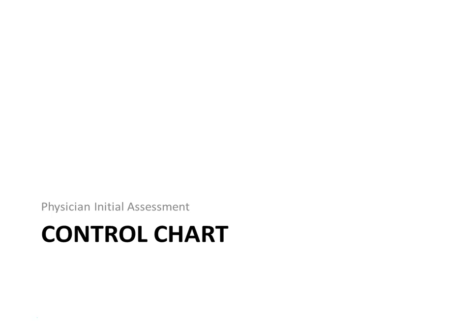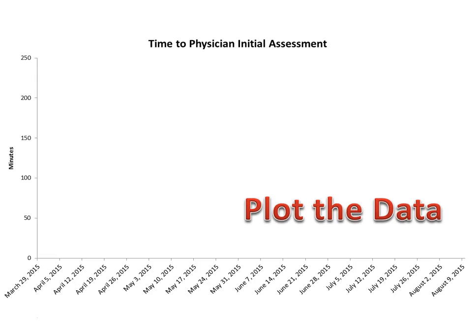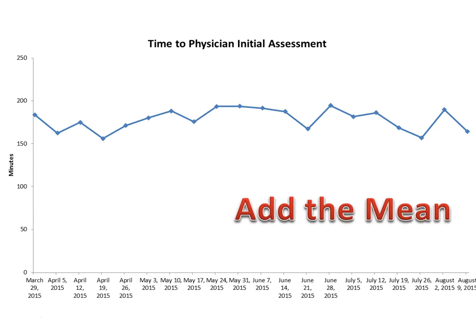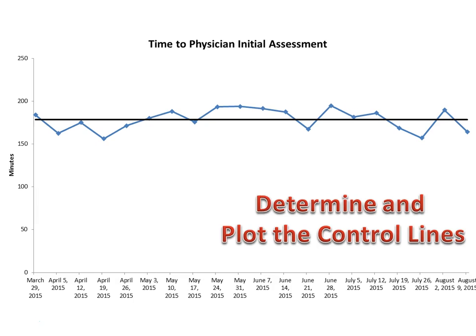Now we'll use the same data in an example using control charts. Step 1 is still the same. You need to plot the data. Then, the mean is calculated and added to the chart. Using statistical software or hand calculations, the control lines are determined and then plotted.